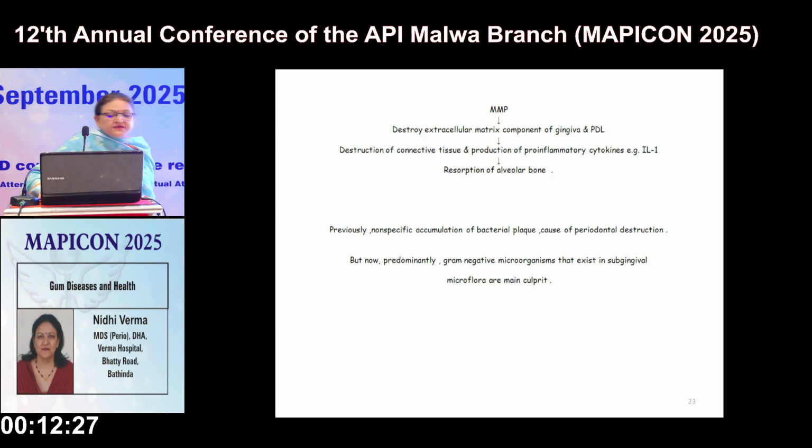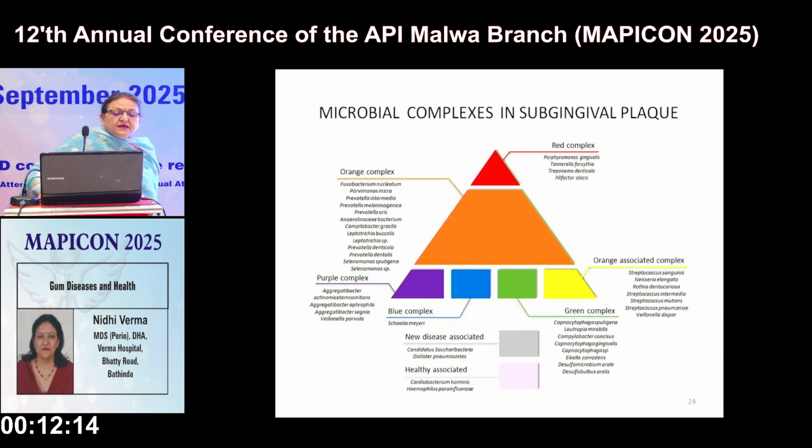Previously, it was thought that accumulation of bacterial plaque is the cause of the main destruction, but gram-negative microorganisms present in the subgingival microflora are the main culprit. These are the various microbial complexes present in the subgingival plaque: the red complex, orange complex, purple complex, blue complex, green complex, and the orange associated. Among them, the red complex bacteria are the most harmful. They are the main culprits: Porphyromonas gingivalis, Tannerella forsythia, Treponema denticola, and Aggregatibacter actinomycetemcomitans.